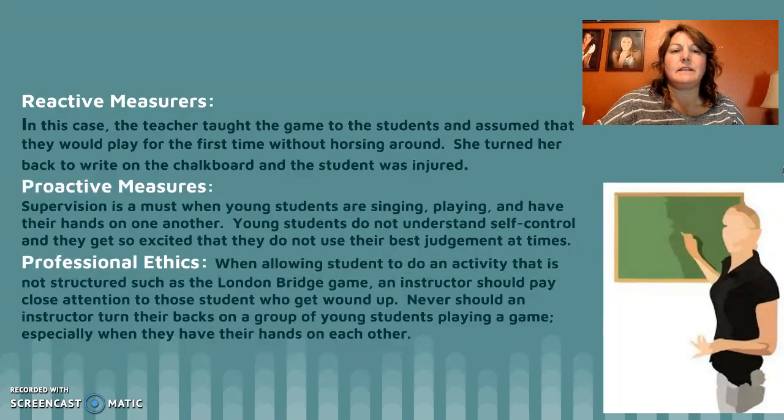So professional ethics: when allowing a student to do an activity that is not structured, I believe that the instructor needs to be right there paying close attention to those students who get wound up. Never should an instructor turn their back on a group of young kids playing a game when you've allowed them to put their hands on one another.